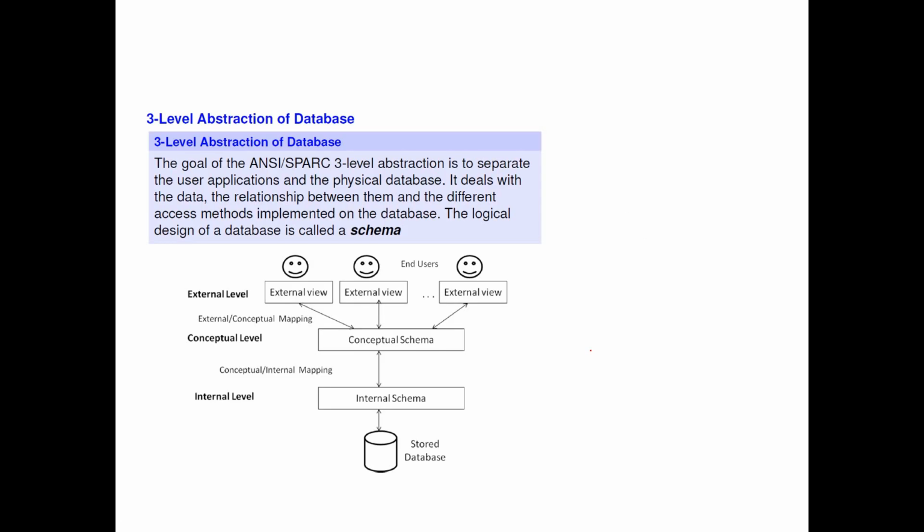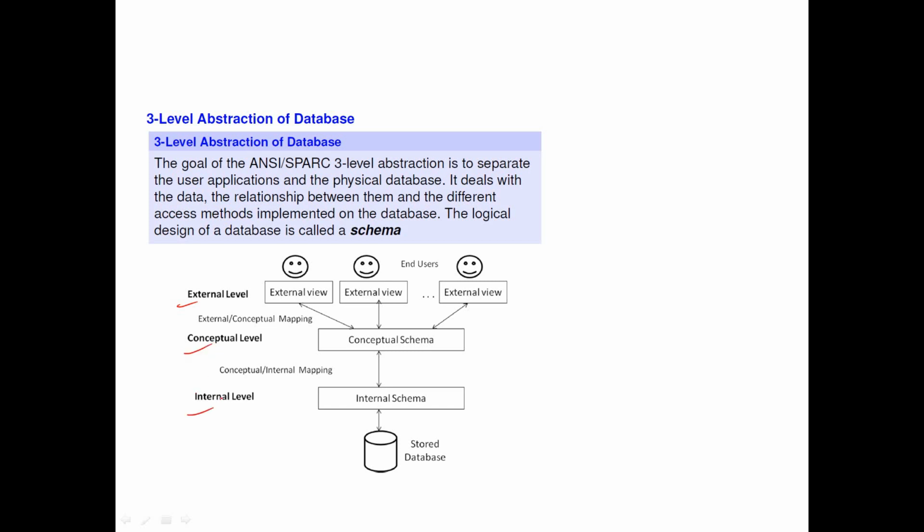Hello students, in this class we will discuss the three-level abstraction of database. As the name suggests, there are three levels of abstraction. So what are the three levels? Let's see. The three-level data abstraction is mostly dealing with three levels. They are the external level, conceptual level and the internal level.